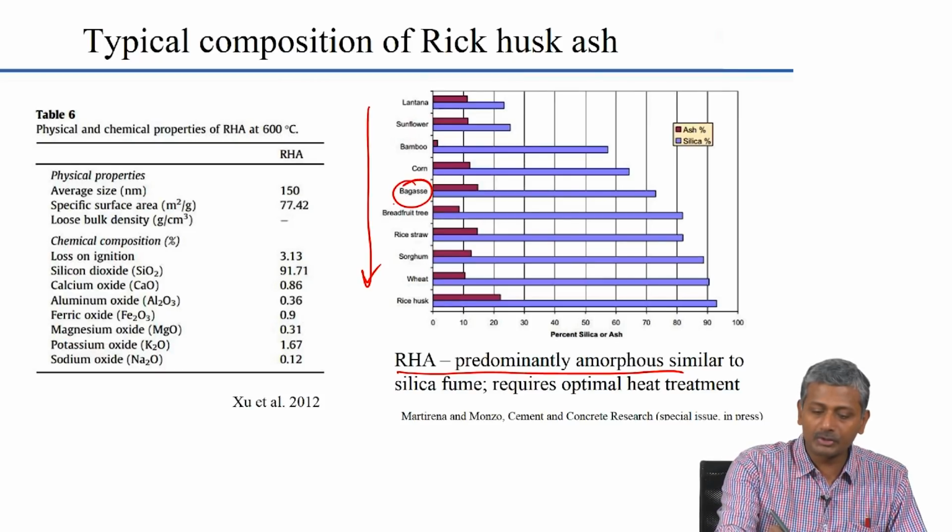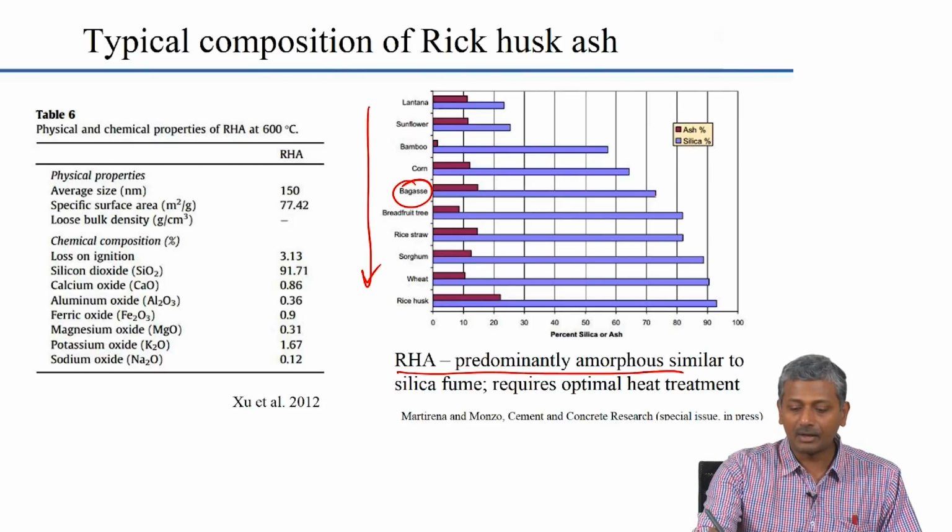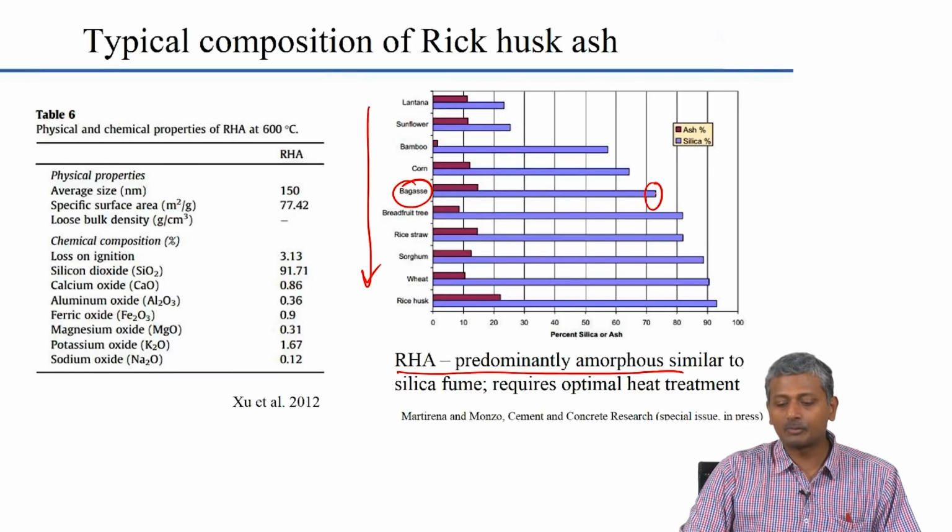I will also show you some results with bagasse a little bit later, and you can see that the silica content in the ashes in bagasse is up to a level of about 70 to 80%, whereas the silica content in rice husk is generally more than 90%.